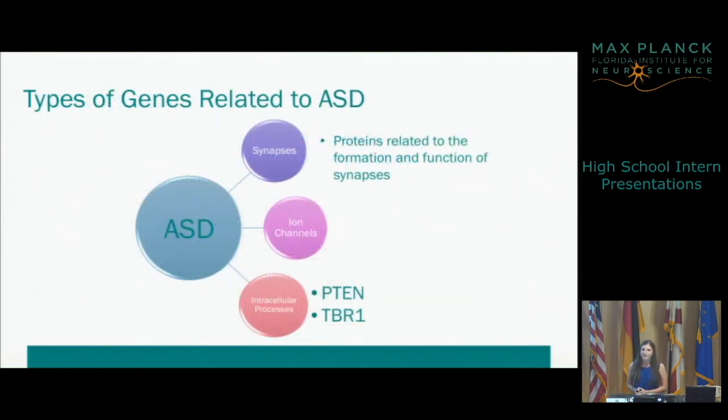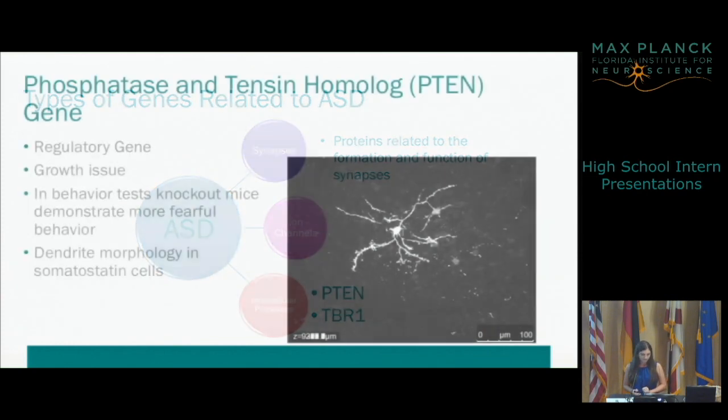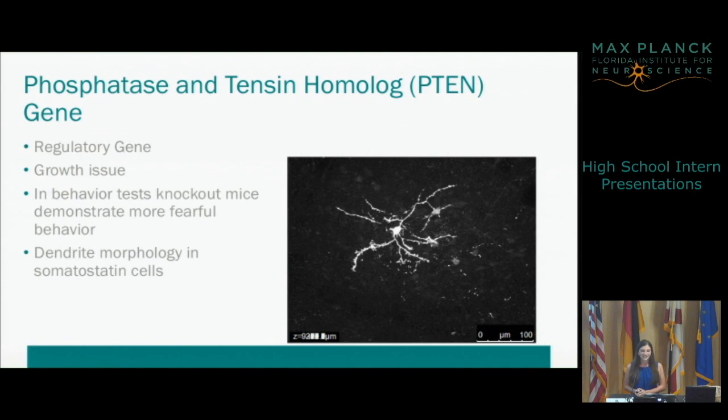Like I said before, ASD can be caused by a variety of environmental and genetic factors. Some of the genetic factors can be organized into families. There are the genes that code for proteins related to the formation and function of synapses, there are genes that are related to ion channels, and there are genes that are related to intracellular processes. The 2 genes that I am studying during this project, PTEN and TBR1, are both in this family of intracellular processes. The first gene I'm looking at is the phosphatase and tensin homolog, or PTEN gene.